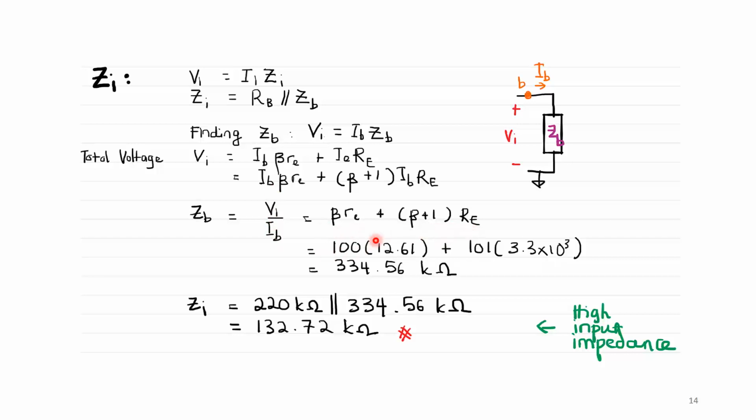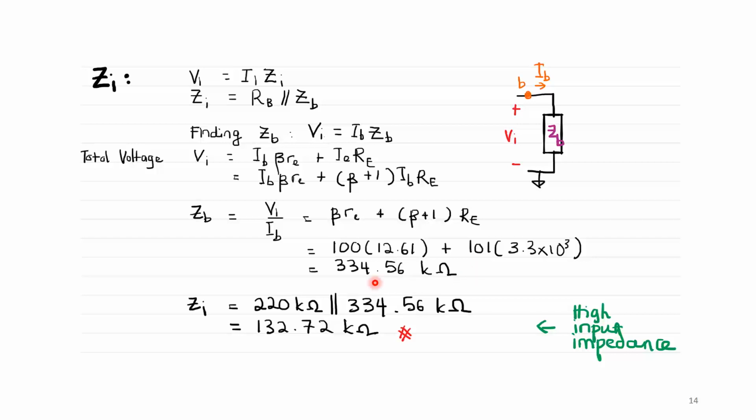So replacing the value of beta, which is equal to 100, re, which is equal to 12.61, which we found from DC analysis, and RE from the value that is given, which is 3.3 kilo ohm, we find that ZB is 334.56 kilo ohm. Okay, so why do we find this value of ZB equal to 334.56 kilo ohm?